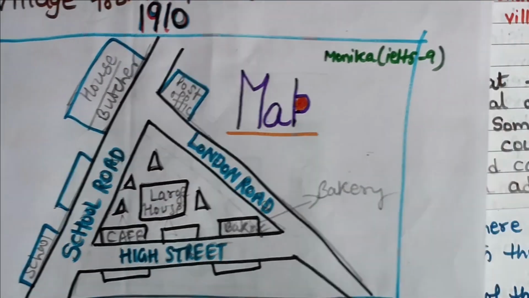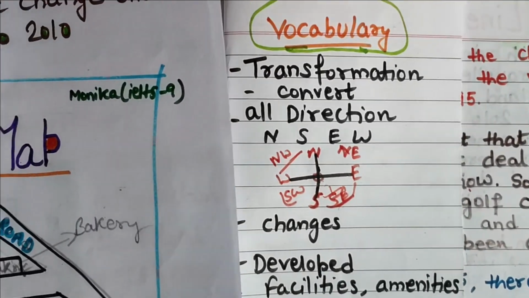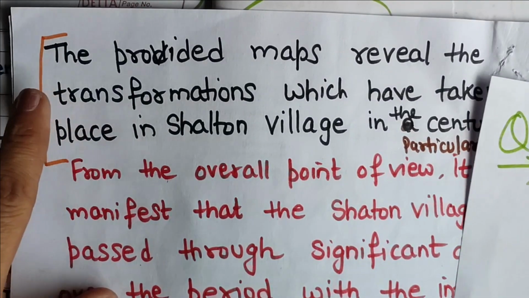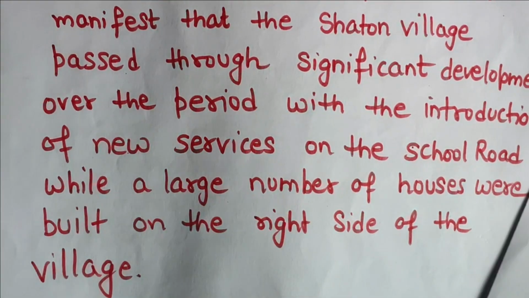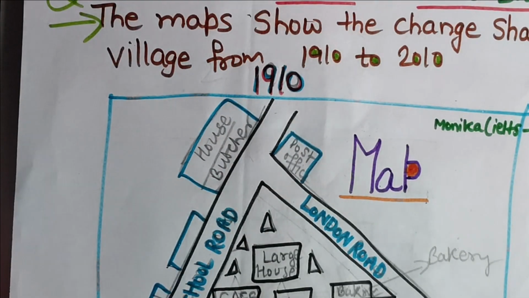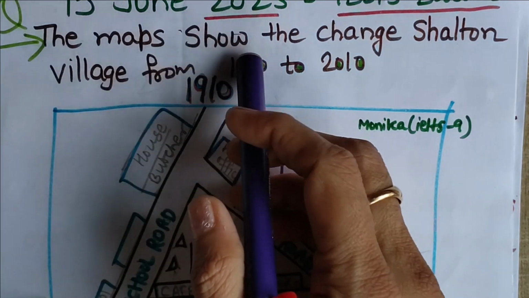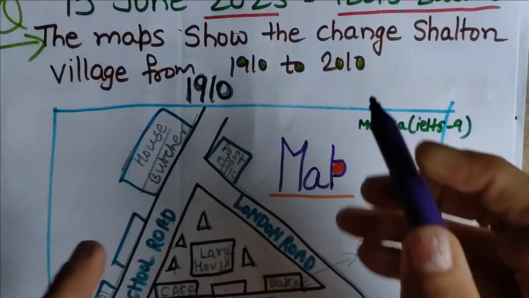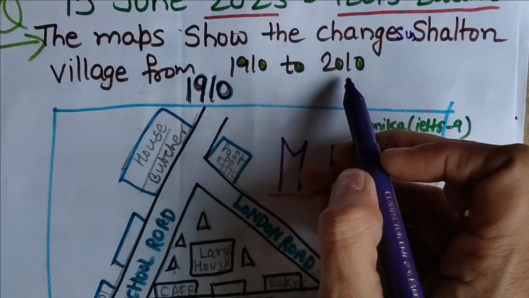Along with that, I will show you the vocabulary relating to this map activity, and of course two types of introduction also. The first introduction is this, and the second I have just provided here. So I will show you everything. Let's start with the question statement. The maps show the changes in Shalton village from 1910 to 2010.